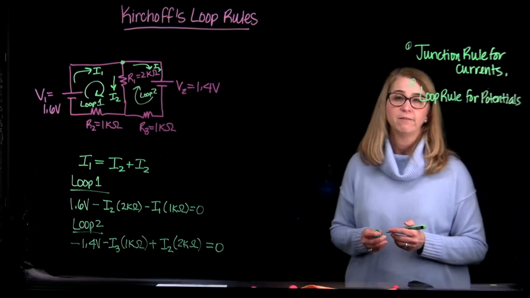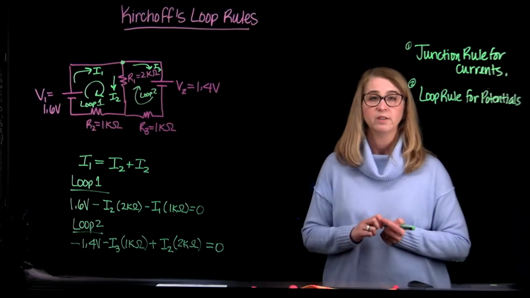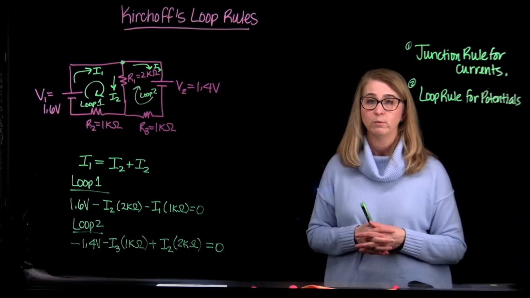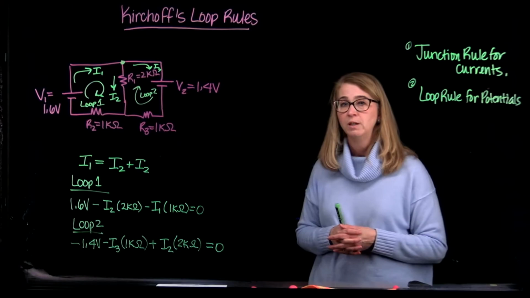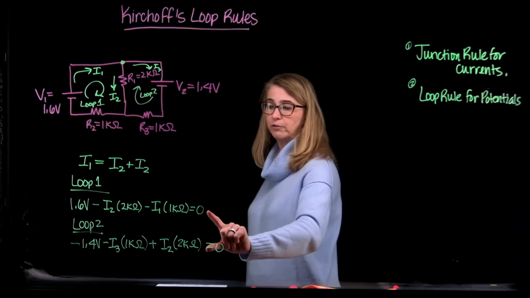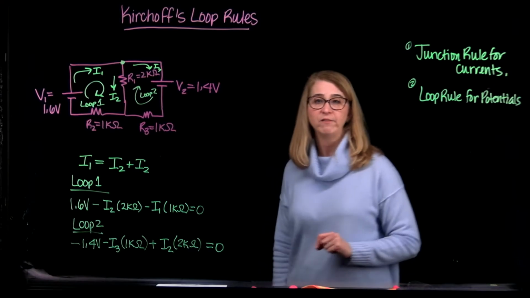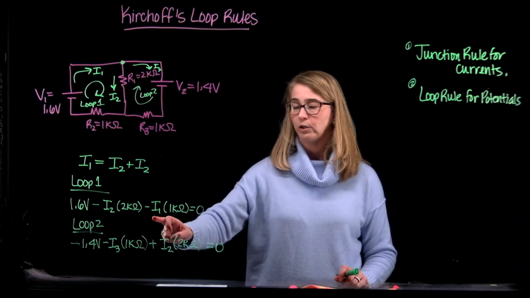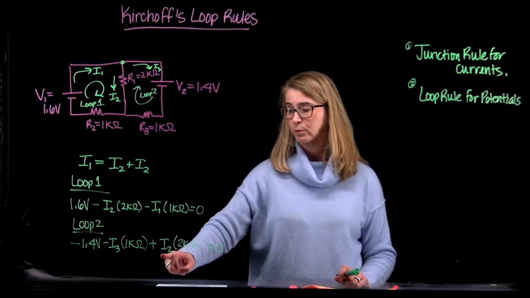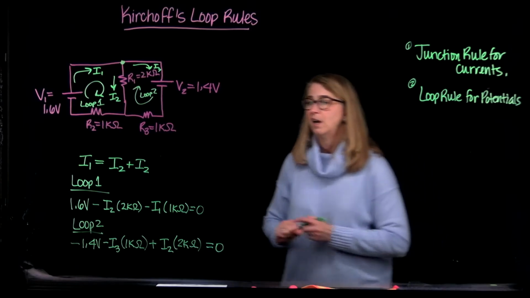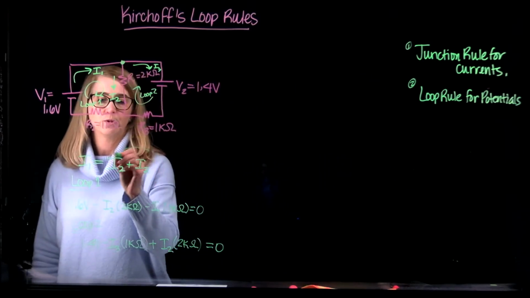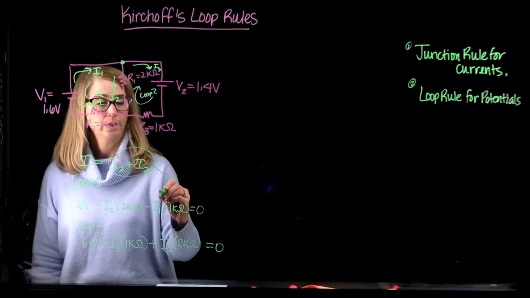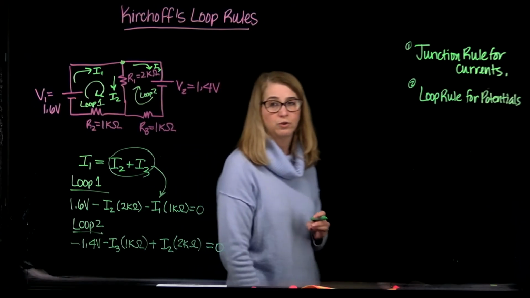So now I have 3 equations and 3 unknowns. How you solve them is really up to you. I think we all get our methods that work for us, and we stick with them. Usually what I try to do is I focus on these 2 equations, but I want to have them in terms of the same 2 currents. This one is in terms of current 1 and current 2, but this one is in terms of current 2 and current 3. I'm going to use this rule that I1 is equal to I2 plus I3 and put it in here. I'm going to make that substitution.